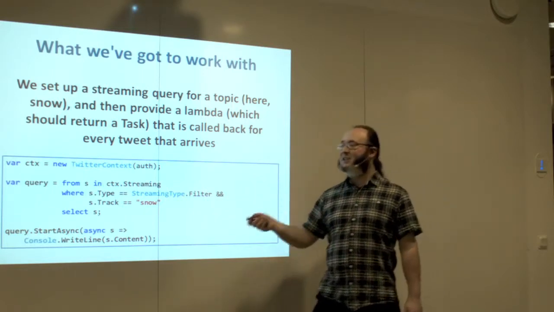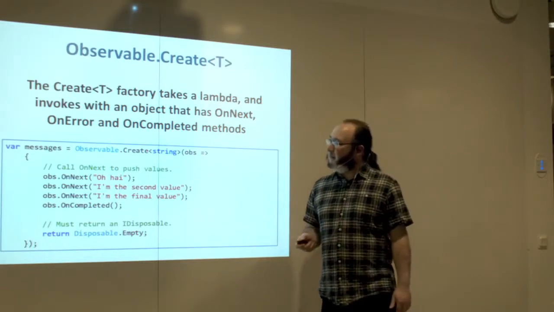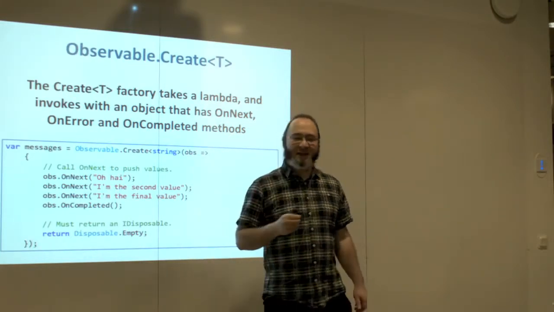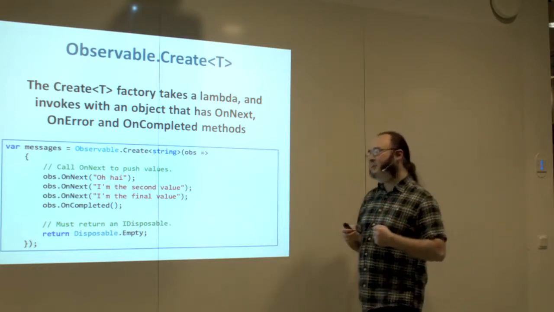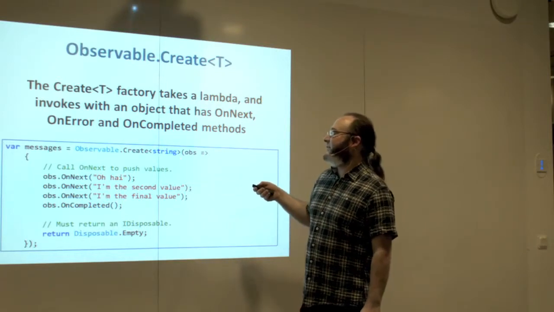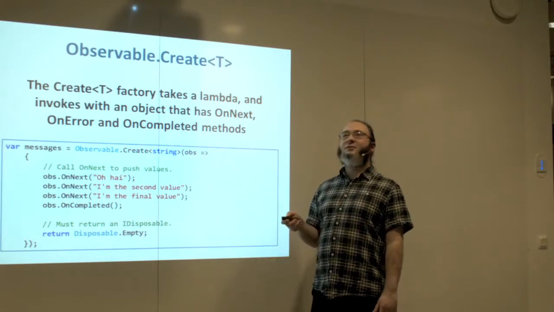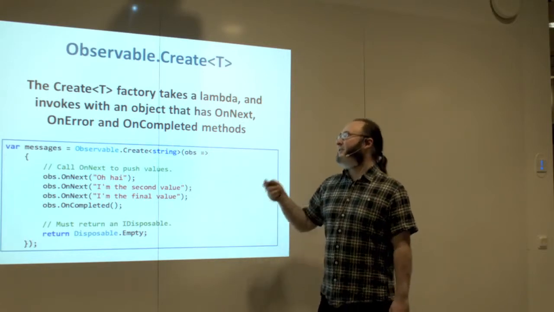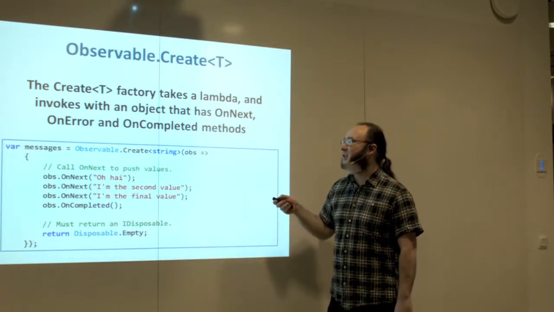But of course, this doesn't give me an observable. So how do we get that? Well, there's an Observable.Create. Let me just show you a simple example of that on its own before we put all the pieces together. What Observable.Create does is it gives you an object. Okay, you give it a lambda expression, it calls it right away. Well, it doesn't call it right away, it calls it at the point that you actually start observing. Sorry.